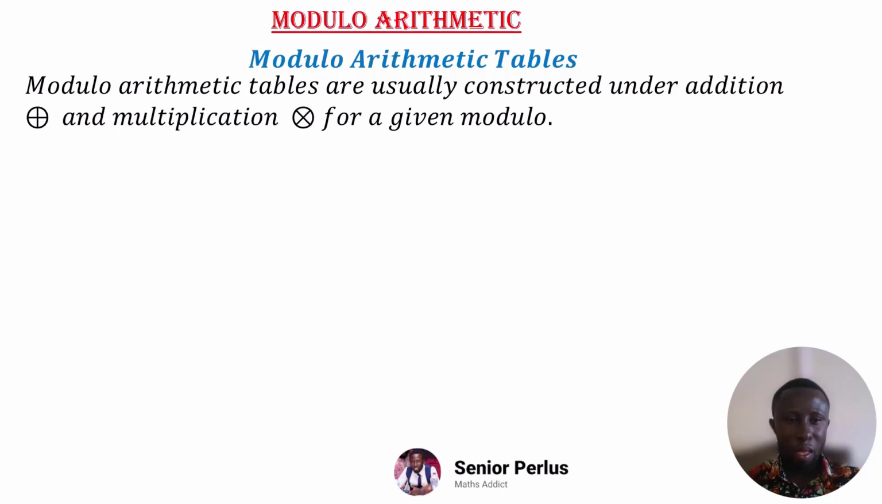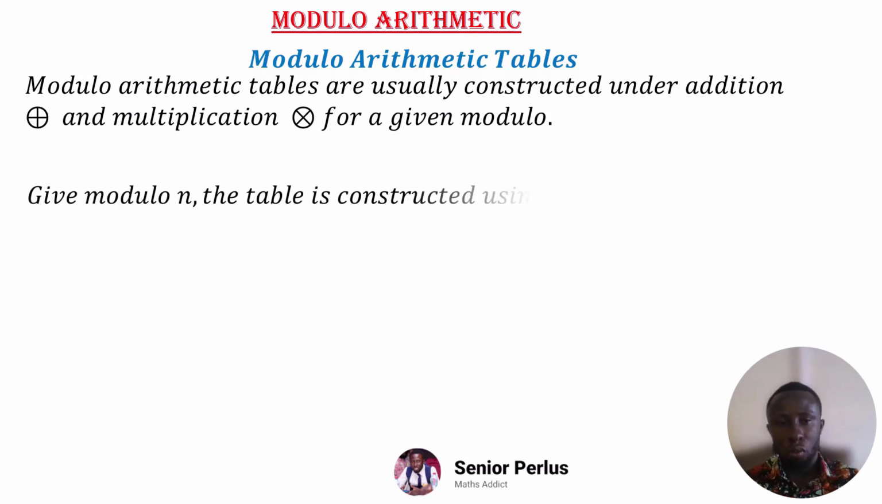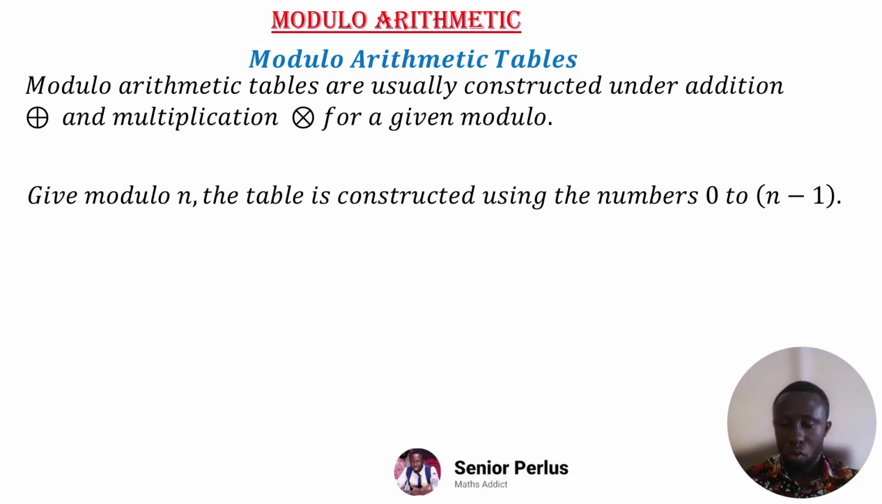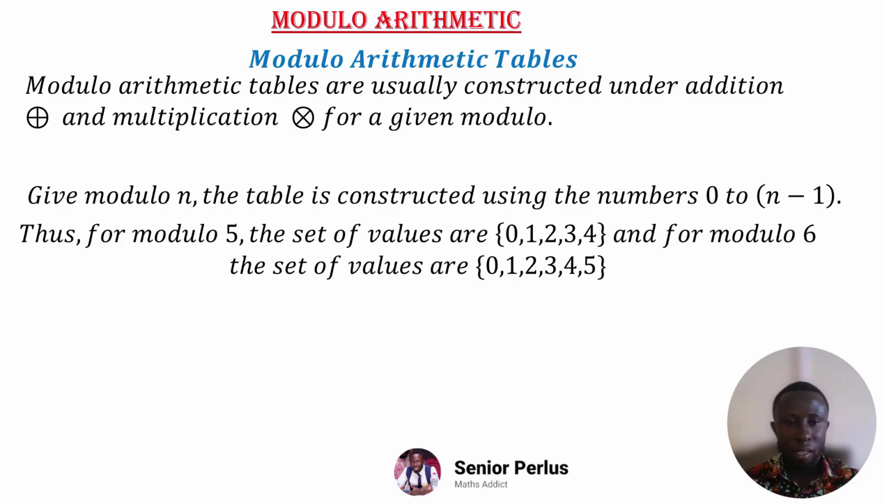Modulo arithmetic tables are usually constructed under addition and multiplication for a given modulo. Given modulo n, the table is constructed using the numbers 0, 1, 2, up to n minus 1. So for mod 5, we talked about this already, the set of values is 0 up to 4. That's why I say n minus 1. If n is 5, just subtract 1.